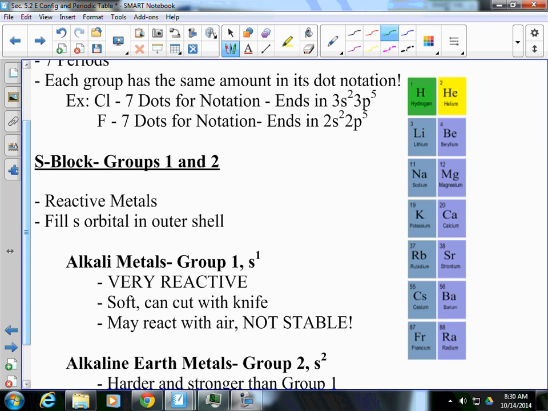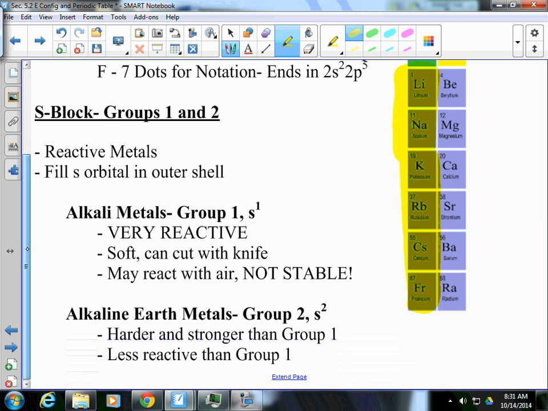So if we look at the very first group on the periodic table, the very first group on the periodic table is called the alkali metals. They are incredibly reactive. In fact, they are so reactive that you will not find any of these elements in nature solely by themselves. They will exist as compounds. For example, salt, sodium, does not exist in nature by itself. It exists as salt. It does not exist as sodium, but it exists as salt, NaCl. It's attached to something. But they're so reactive that they do not exist by themselves.